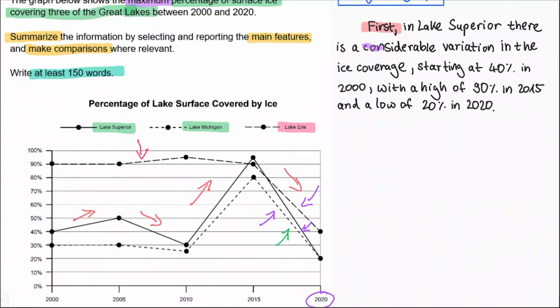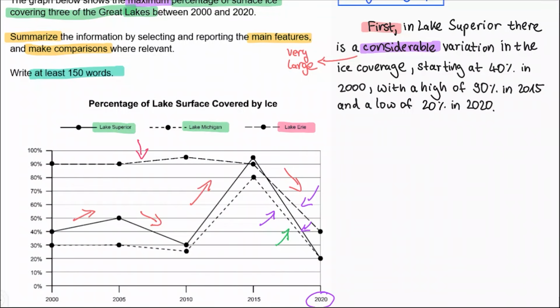In fact, it's good to imagine that you are writing for a reader who cannot see the graph. In this sentence, I show that there is a considerable variation in the ice coverage. Considerable means very large. Don't use the word large too much. Instead, paraphrase it by using different words, such as considerable.